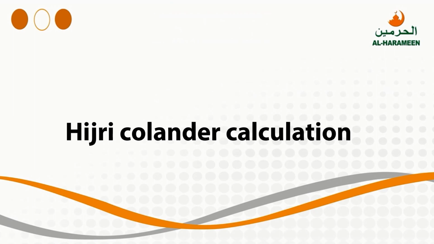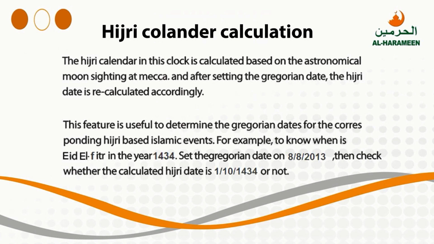Hijri calendar calculation. The Hijri calendar in this clock is calculated based on the astronomical moon sighting at Mecca. And after setting the Gregorian date, the Hijri date is recalculated accordingly. This feature is useful to determine the Gregorian dates for the corresponding Hijri-based Islamic events.